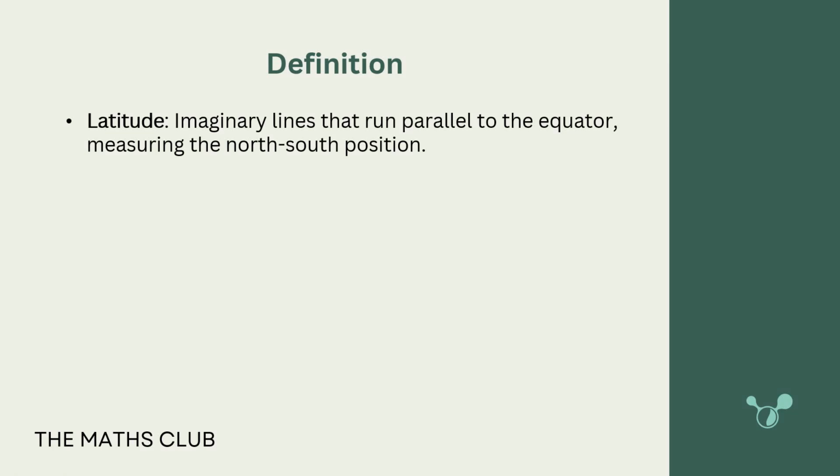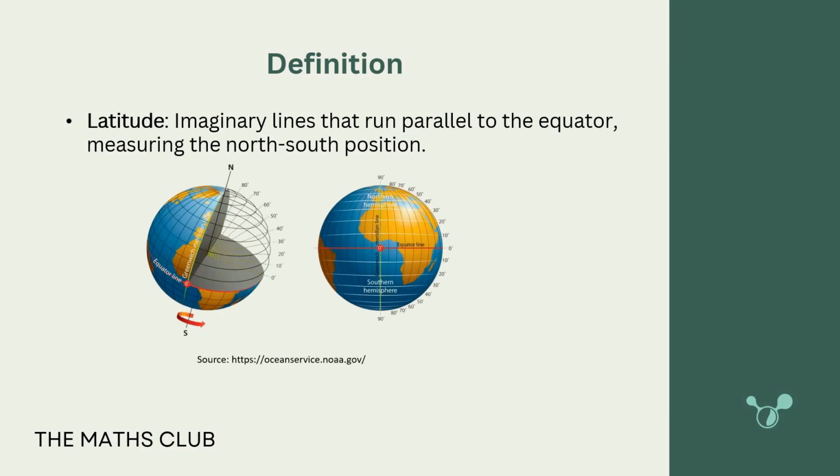So we said that latitudes are imaginary lines that run parallel to the equator, measuring the north-south position. Remember, we said longitude measures the east-west position and latitude measures the north-south position. Let's see. You can see that these are lines that run. This is the equator line. These are parallels.